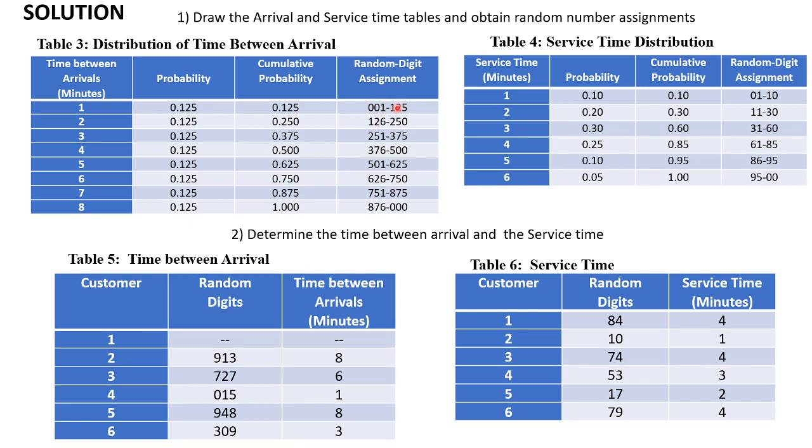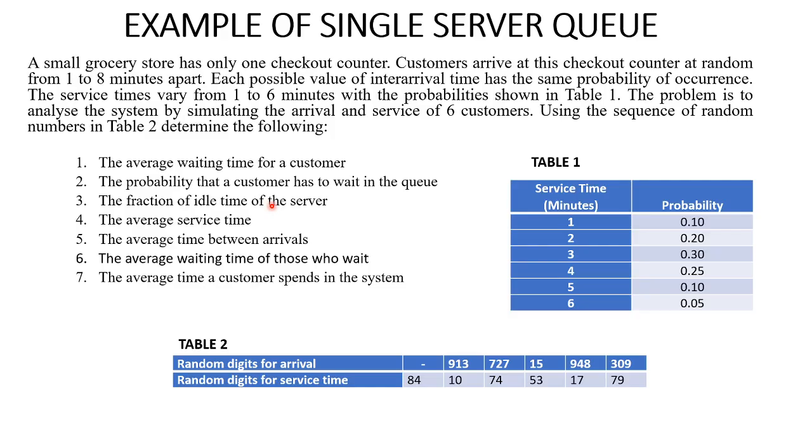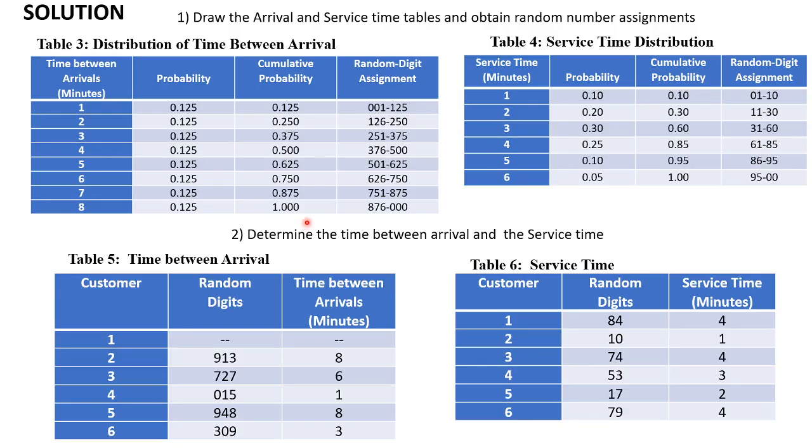All right, then we assign the random digits. If you look at the random numbers that we have been given, we have random numbers from this to that. And if we are going to assign random numbers here, we determine where the first one falls. You can say that the first one is 0.125, so we start from 0.001 to 0.125.